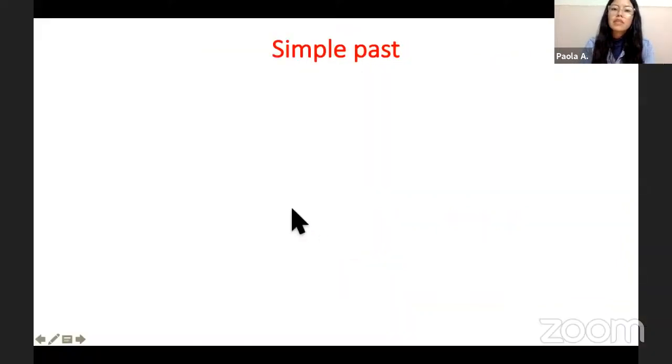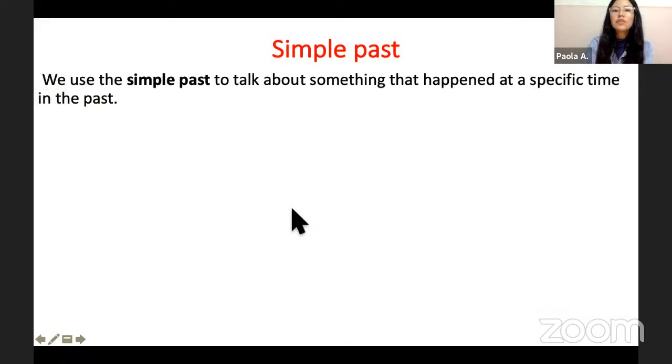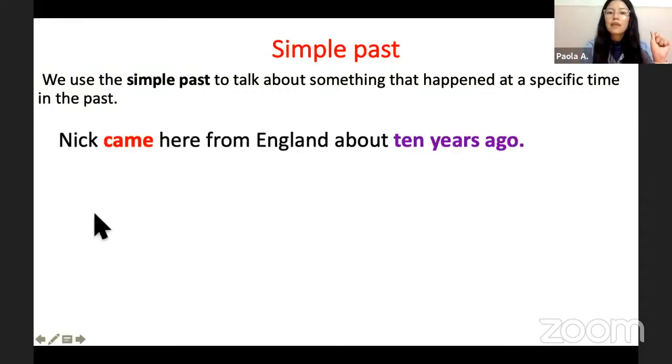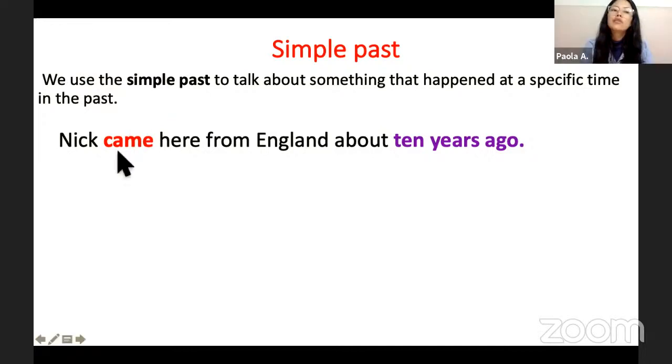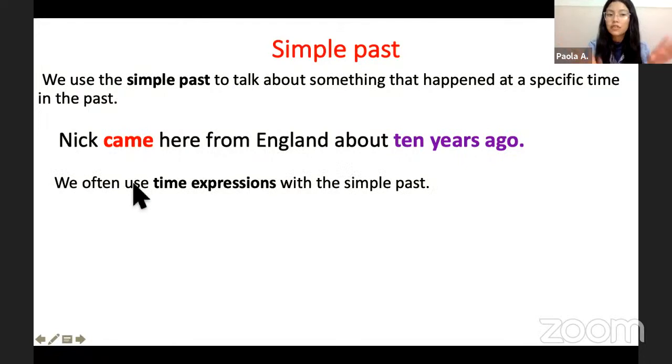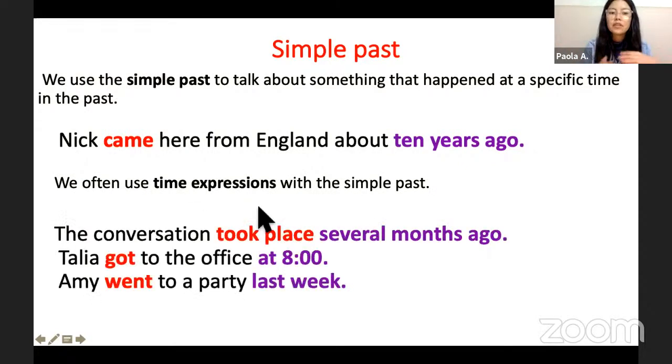So why did I mention the simple past? Because we use the simple past to talk about something that happened at a specific time in the past and it's over, right? Now let's see, Adriana, can you read this example, please? Nick came here from England about 10 years ago. Mm-hmm. So this verb is in the simple past. No? Any verb in the past simple is simple past. And it's over, right? It's over.